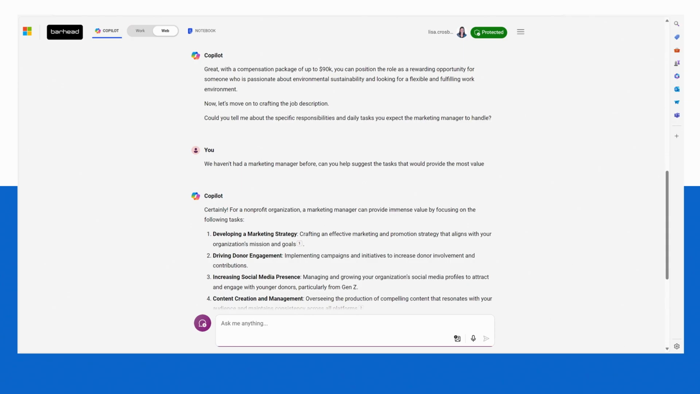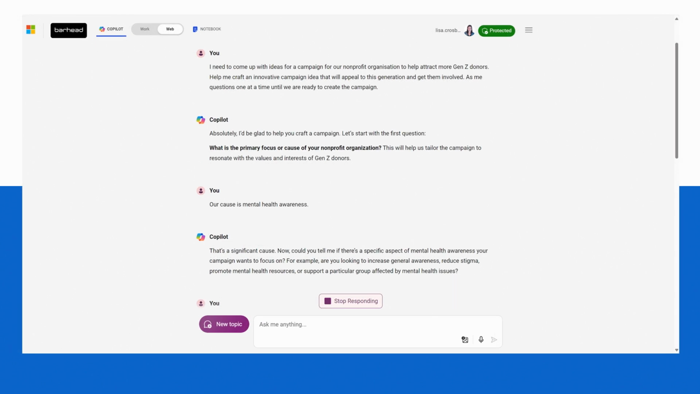The other example I like here, I need to come up with ideas for a campaign for our non-profit organisation to help attract more Gen Z donors. This is a thing that's happening a lot as well. This generation is very socially aware and has money and wants to give, but the traditional campaigns don't target them very well. Again, ask me questions. Ask me questions one at a time until we're ready to create the campaign. And then again, we're going through, and it's like working in a sort of consulting conversation.